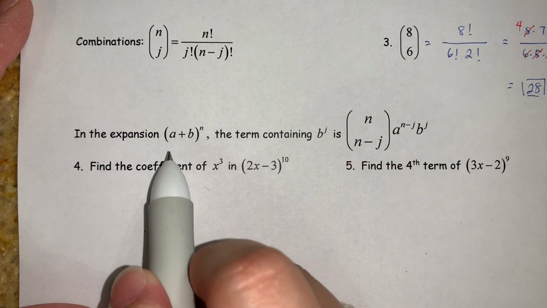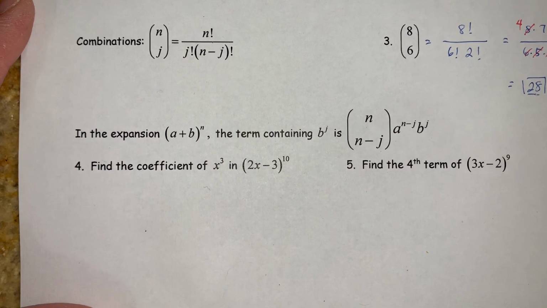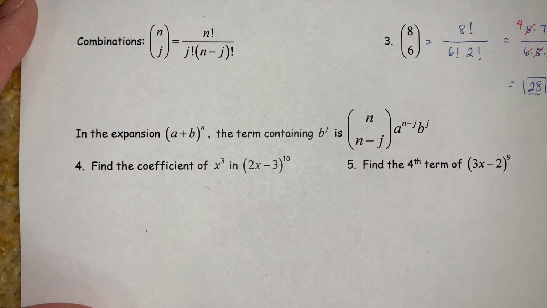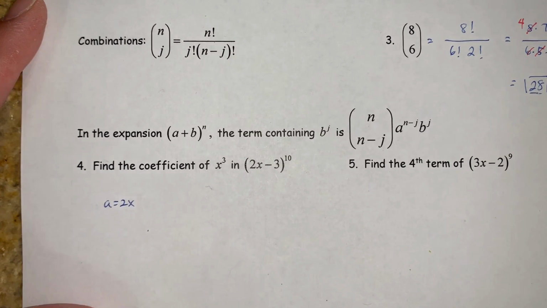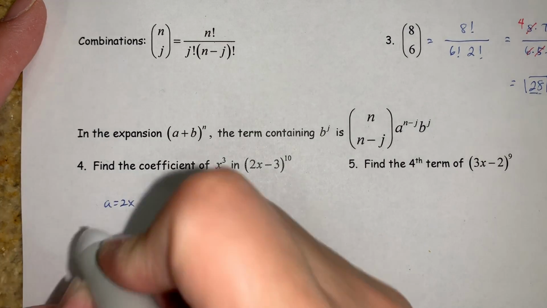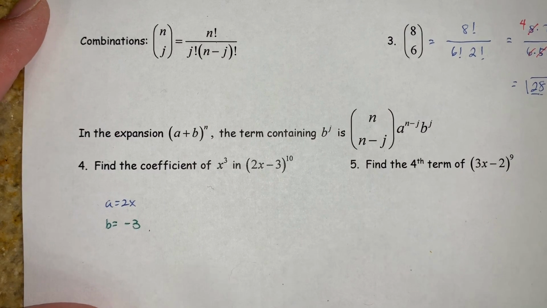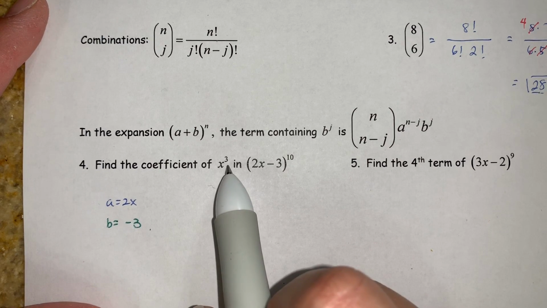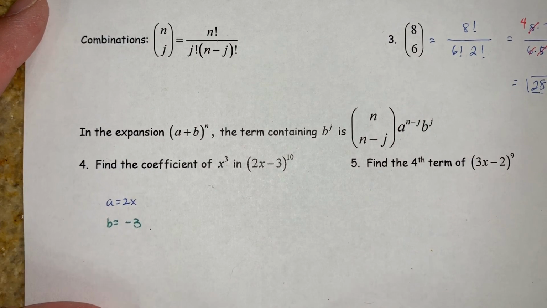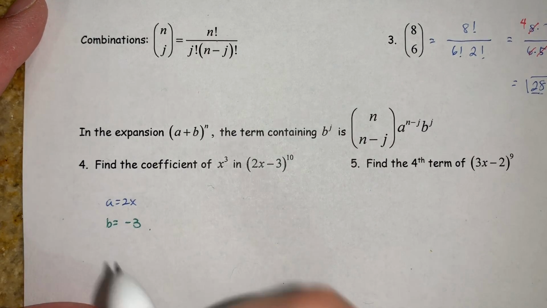All right. So a and b are the very easy things to spot. A is the left term, b is the right term. So that's the first thing I'm going to do. I'm going to remind myself that a is the left term, so a is 2x, and b is negative 3. All right. And then I look at this and say, all right, well, I want the coefficient of x to the 3rd. I'm going to pause on that real quick. N is the power that is being taken to. So n is 10.